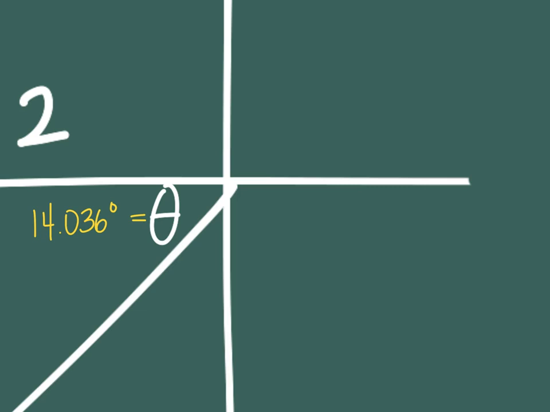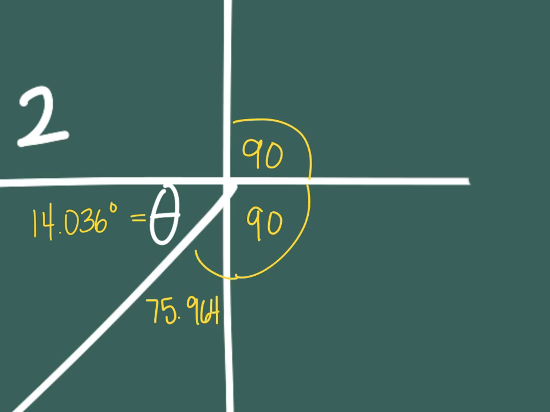Bearing always starts at your north line and it counts all the degrees in all the quadrants leading up to that angle. So it has to count the 90 degrees in quadrant 1. It has to count 90 more degrees in quadrant 2. And how many more degrees does it have to count in quadrant 3 before we actually get to the theta angle? 75.964. And it has to count all of those as well.